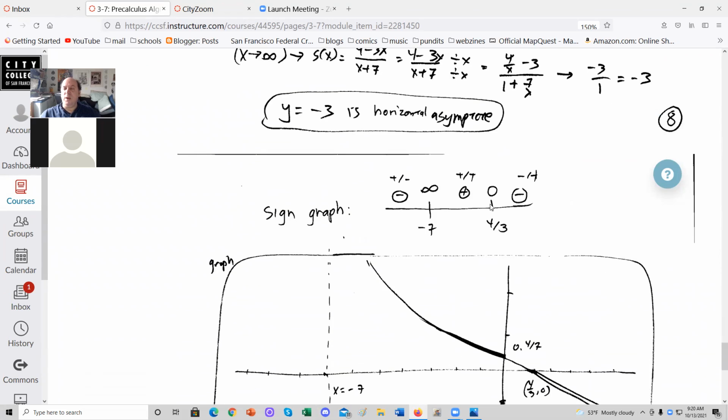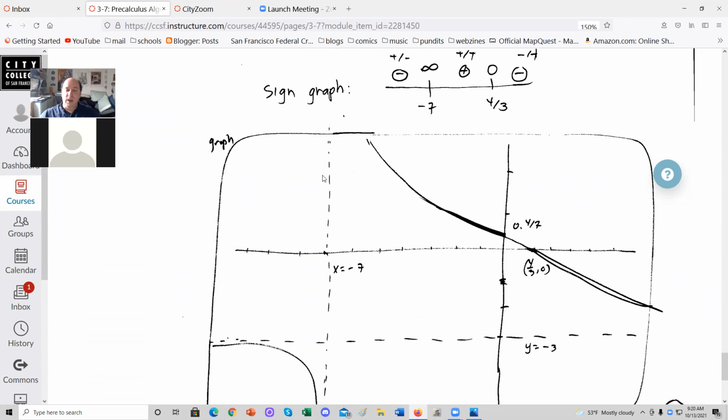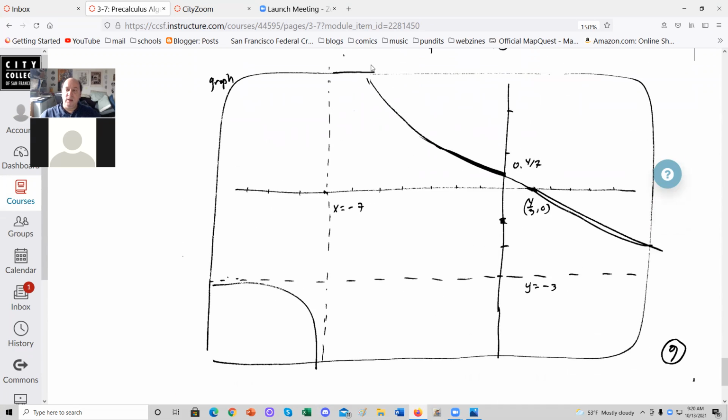And the sign, oh, it's a good thing to do the sign graph. Where is it positive, where is it negative? Above 4/3, it's negative. Between negative 7 and 4/3, it's positive. Below negative 7, it's negative. So, okay, here's the line x equals negative 7. Here's the line y equals negative 3. Here's 4/3 by 0 and 0 by 4/7. So it's positive through 0 to negative here and negative throughout here.